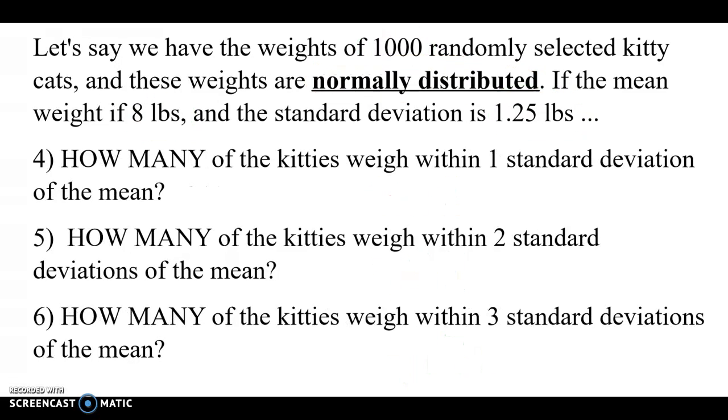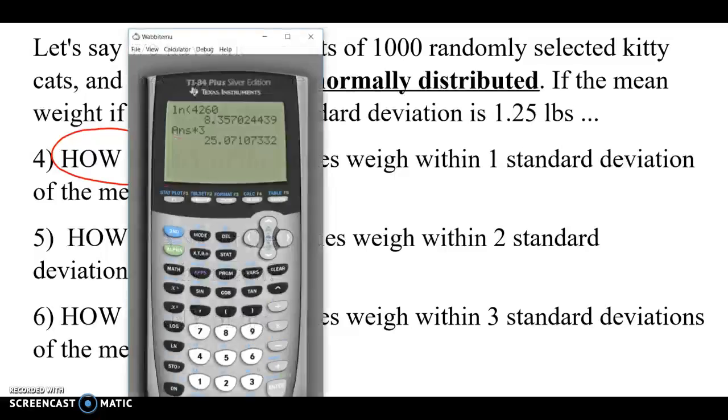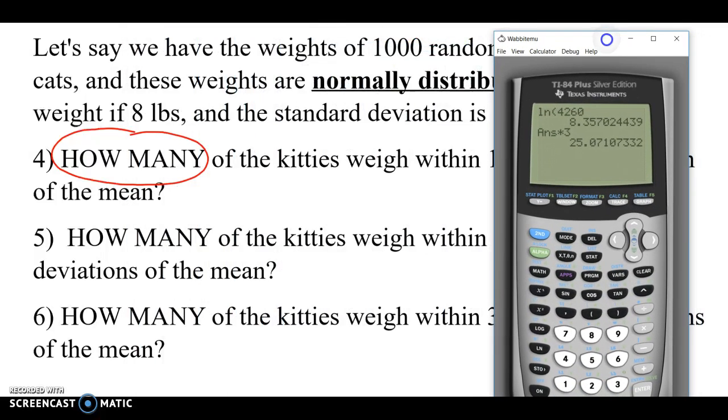Now when we get to numbers 4, 5, and 6, the question changes a little bit. It says, how many of the kitties weigh within one standard deviation? So get out your calculator, and we know that one standard deviation is approximately 68% of the data. So 68% is 0.68 as a decimal, times, now we need to know how many kitties there were. It says up here there were 1,000. So of the 1,000 kitties, 68% of them were within one standard deviation. So 0.68 times 1,000 gives us 680 kitties.